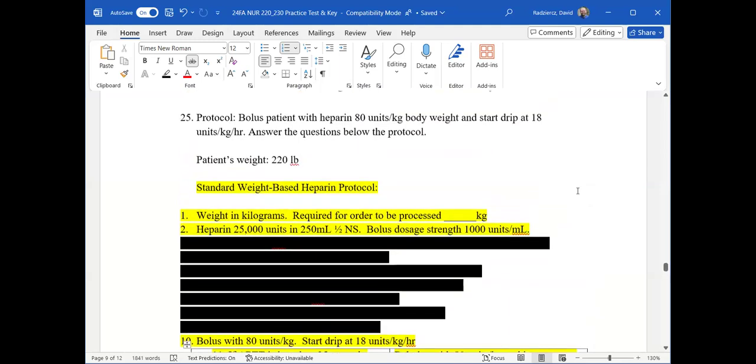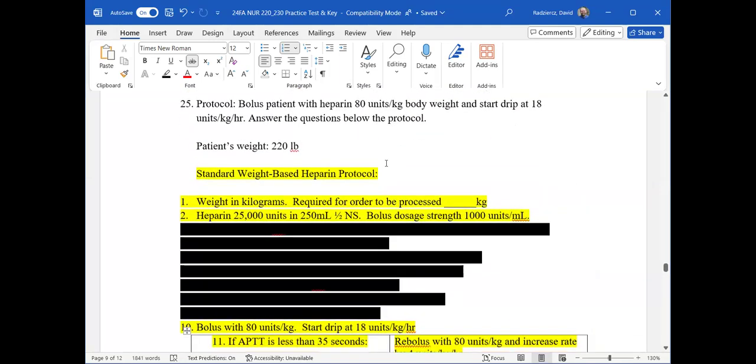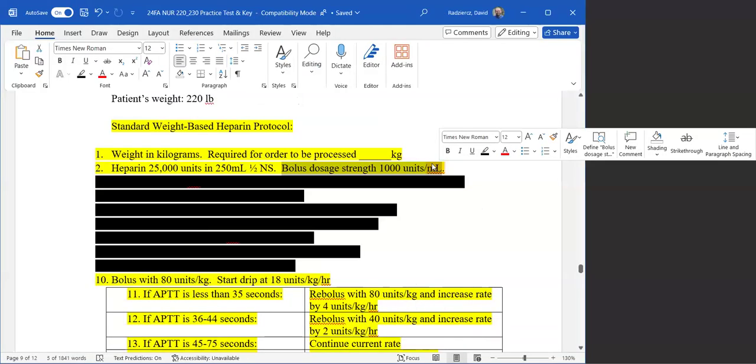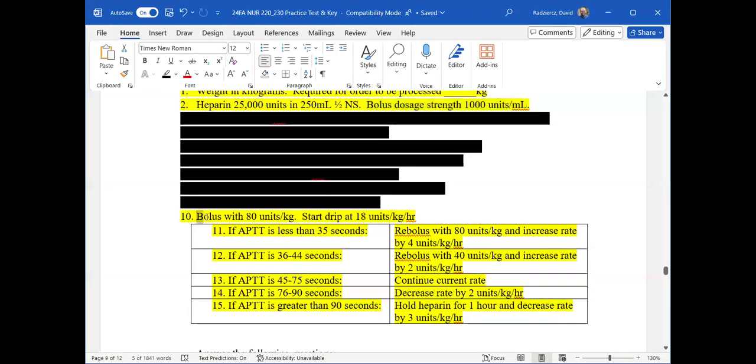So the heparin protocol is pretty standard, meaning you're always going to see heparin 25,000 units, 250 milliliters, half normal saline, and you're going to see a bolus dose of 1,000 units per milliliter. So those things are standard. The other thing that's standard is the order information. So bolus with 80 units per kilogram, and then start a drip at 18 units per kilogram per hour.